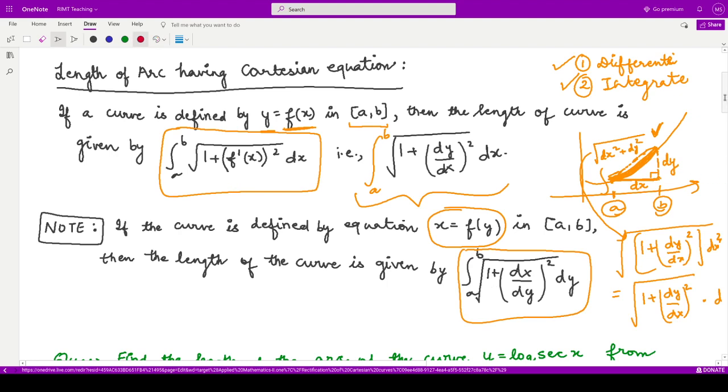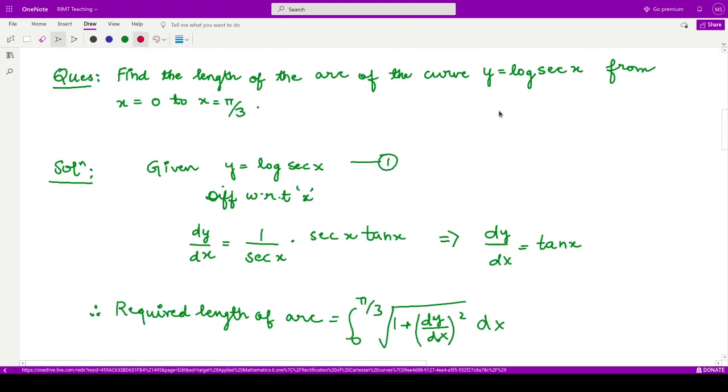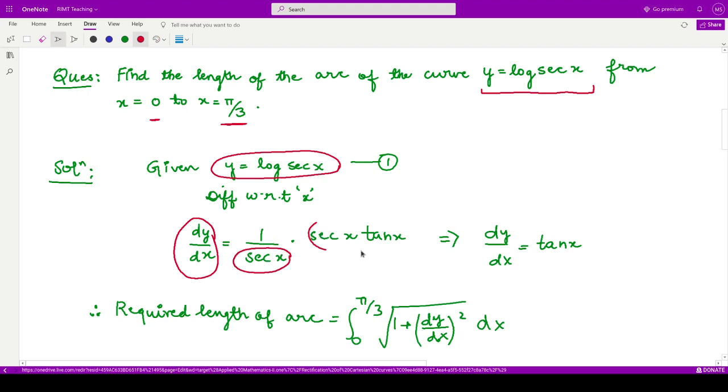So let us see the corresponding question. The question is, find the length of the arc of the curve. This is the curve that is given to you: y is equal to log of secant x, and you have to calculate its length from the point 0 to the point pi by 3. So this curve is given to us. We can differentiate it to calculate dy by dx. The derivative of this quantity would be 1 by secant x, and then the derivative of secant x is secant x into tan x. So this and this cancel, so we will be left with tan x only.